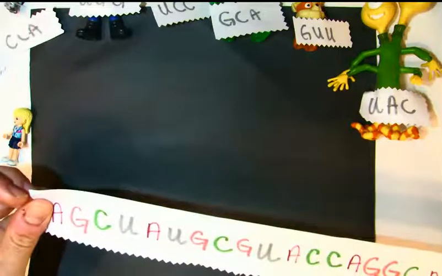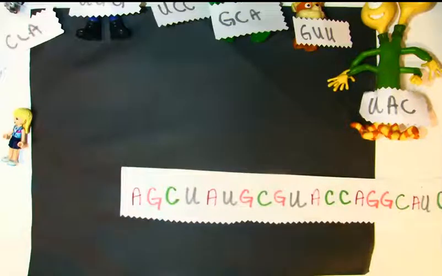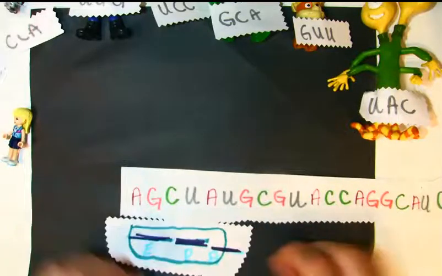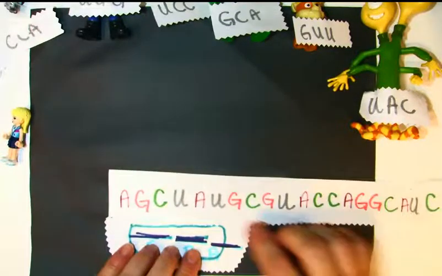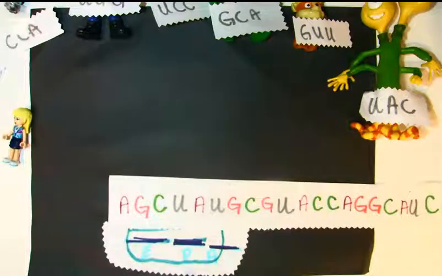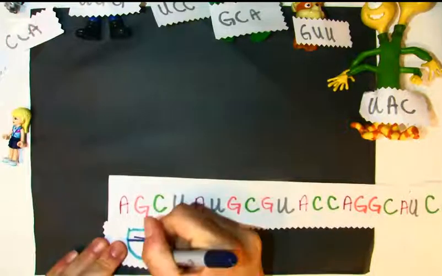All right, so what we're going to talk about today is translation. So we are talking about going from the language of nucleotides in our mRNA to the language of amino acids. This is our piece of mRNA here, and it leaves the nucleus and it's in our cytoplasm. And it comes over here and it binds to the small ribosomal subunit with the E, P, and A sites.